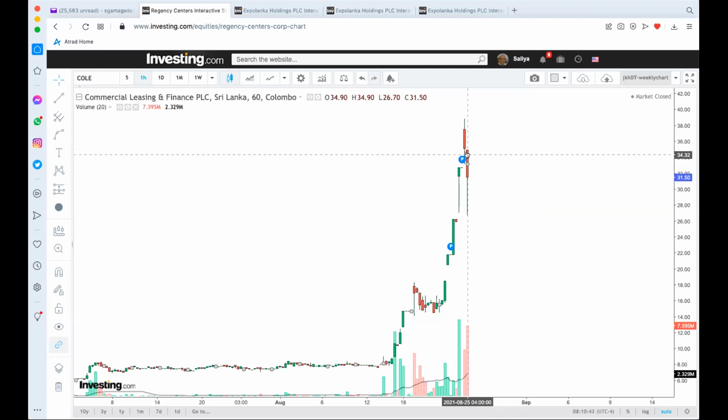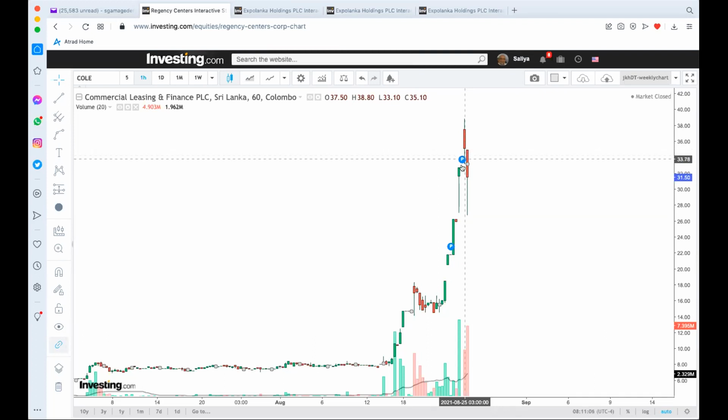The next hour, the last hour, it opens at 3490, lower than the close of 3510. Then it comes right down to 2670, and closes at 3150. So this is very risky if you want to buy.